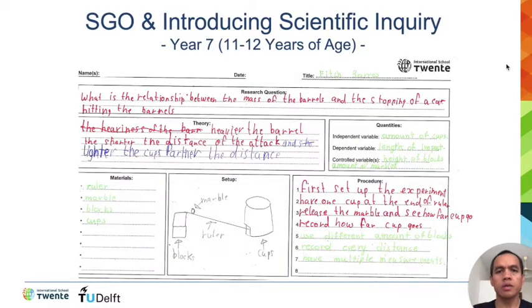The SGO I use in the lower years. This is an example of a year 7 in which they designed one of their first experiments. Note that the SGO has all the elements on one page: research question, theory, materials, setups, the variables, and the procedure.